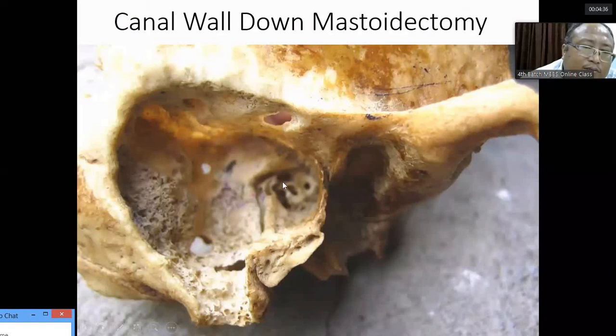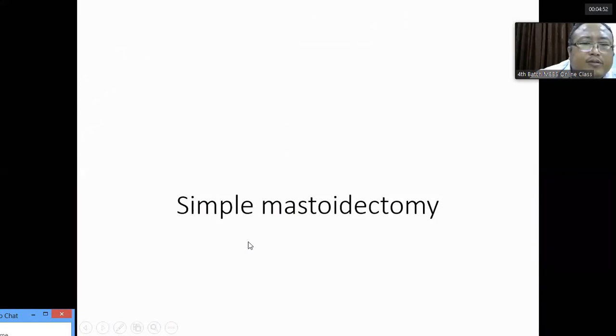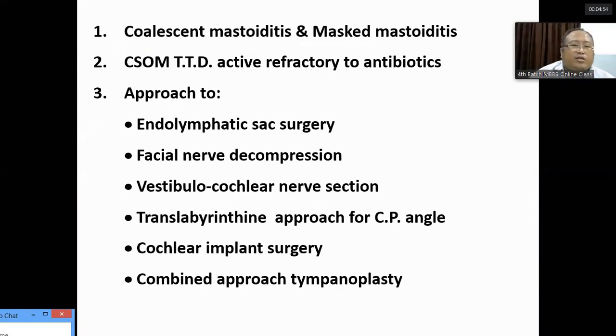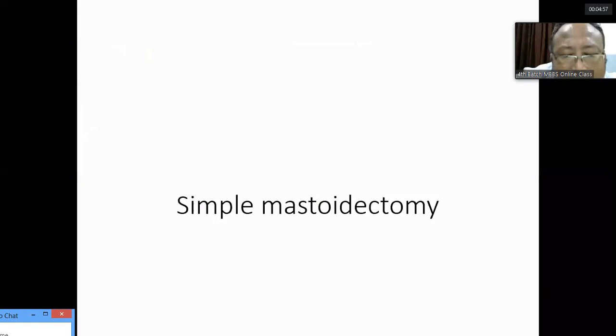And there are some procedures I will add on, something that can be done in the middle ear. So, simple mastoidectomy is also known as cortical mastoidectomy, also known as Schwartz operation. It has three names: simple, Schwartz operation, and cortical mastoidectomy. Don't be confused by that. All three terms are accepted.